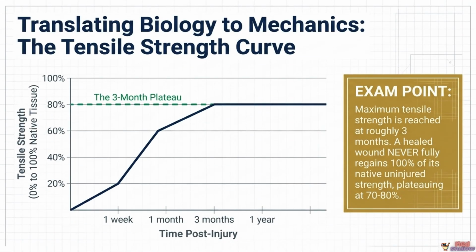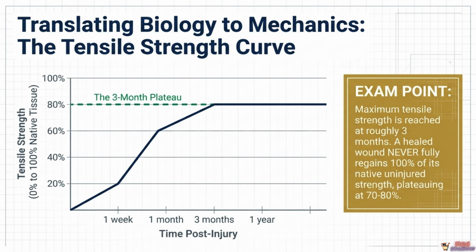The biochemistry of collagen synthesis translates directly into the mechanical behavior of healing wounds over time, and understanding the tensile strength curve is essential for both examination success and clinical practice. Immediately after injury and wound closure, tensile strength is essentially zero. The wound is held together only by sutures or the clot. Over the first week, as initial collagen deposition begins, tensile strength rises to roughly 20% of native tissue strength.